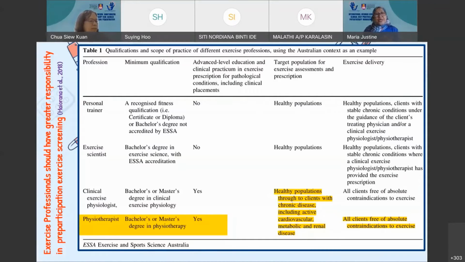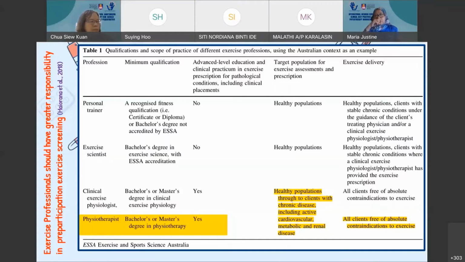So personal trainers in Australia have either a certificate or diploma or a bachelor's degree, which is not accredited by ESA. Okay, so what is ESA? ESA is the big body in Australia that governs the guidelines or the delivery of exercise in Australia. They look at the syllabus or the curriculum for courses that are undertaking exercise science. Okay, except for physiotherapists, okay, the curriculum for physiotherapists is not governed by ESA, right?